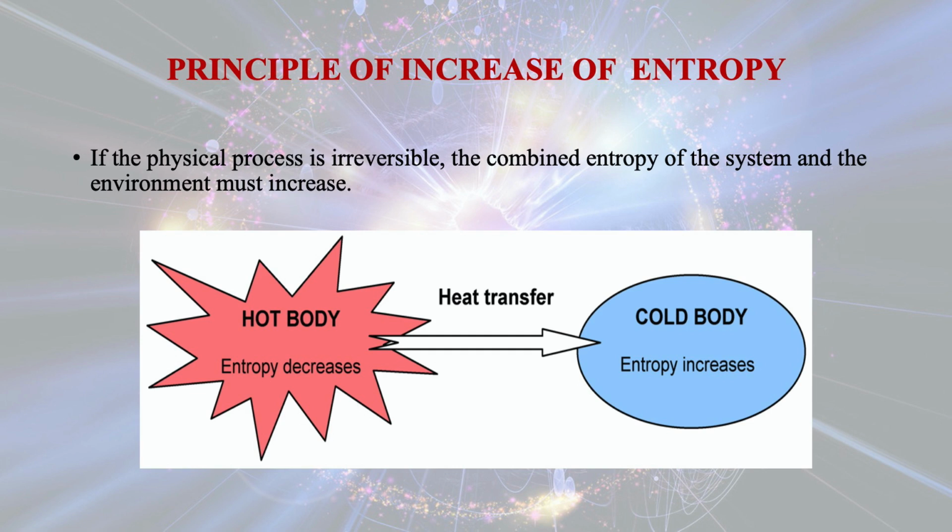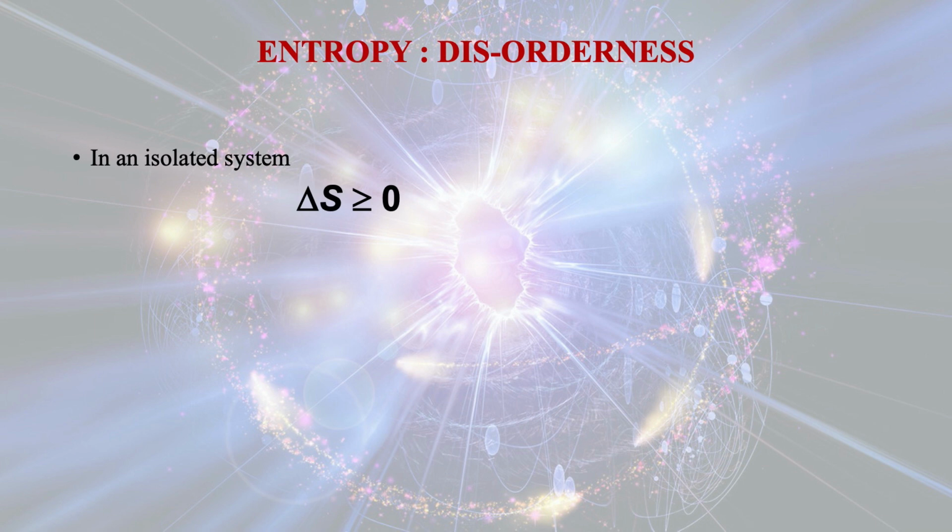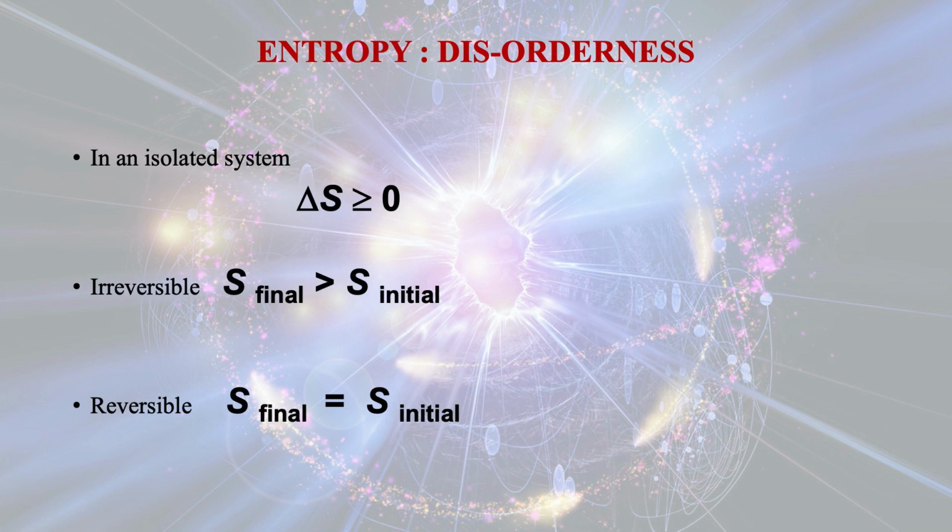But if you see the combined system as a whole, then the change in entropy for the isolated system, which combines both the subsystems, one the hot body and the other the cold body, the net entropy will increase for an irreversible process. But for a reversible process, the final entropy will be the same as the initial entropy for the whole system. So if the physical process is irreversible, the combined entropy of the system and the environment must increase.